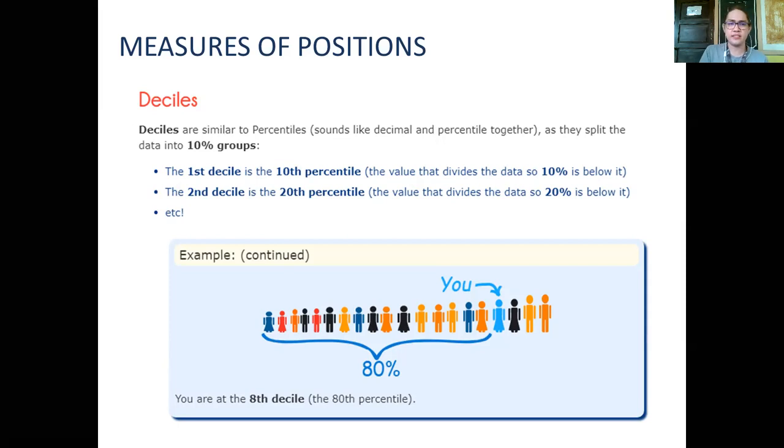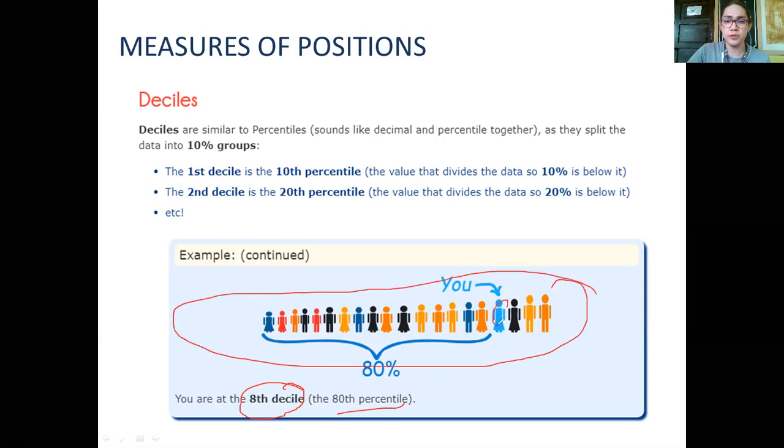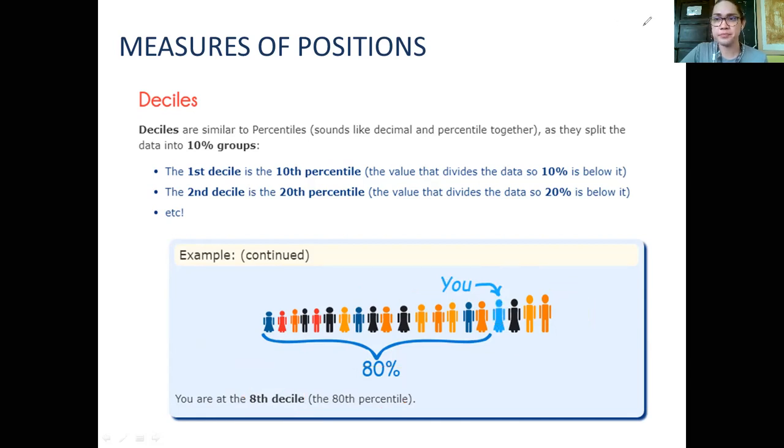The next is the second decile. The second decile is the 20th percentile, the value that divides the data so that 20% is below it, and so on. As you can see in the illustration projected on the screen, I illustrate the 8th decile. The 8th decile is the 80th percentile, or 80%. So we borrowed the example from a while ago. This is you. Of course, below you is the 80%, lower than your score. So you are the average, you are the basis, in short. So deciles again, dividing the data into 10 equal parts. So it's by 10. Now let's proceed to the next slide.